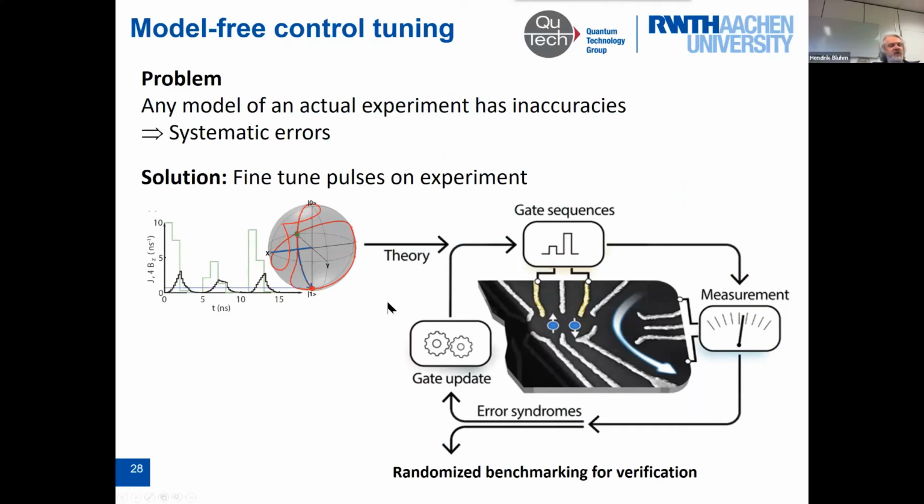The approach we took here is what Shai Machnas on Tuesday referred to as making a mistake. Our argument was that any model that we have of an experiment will have inaccuracies, and it's very hard to calibrate this model and even make it capable and flexible enough to fully reflect the device behavior. So we just accept and live with systematic errors, and then said, well, if they're small enough, we can fine-tune the pulses on the experiment without really worrying about the model accuracy.